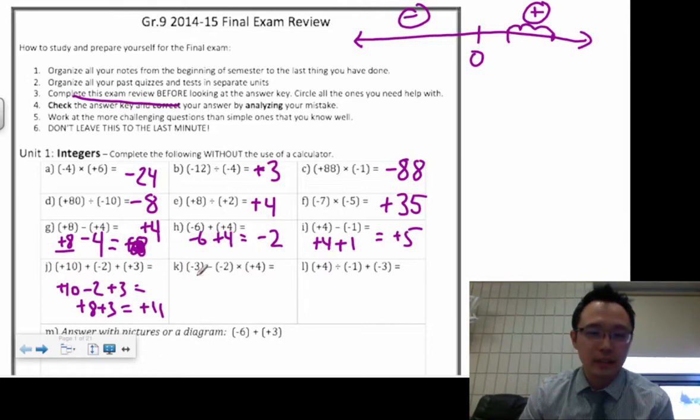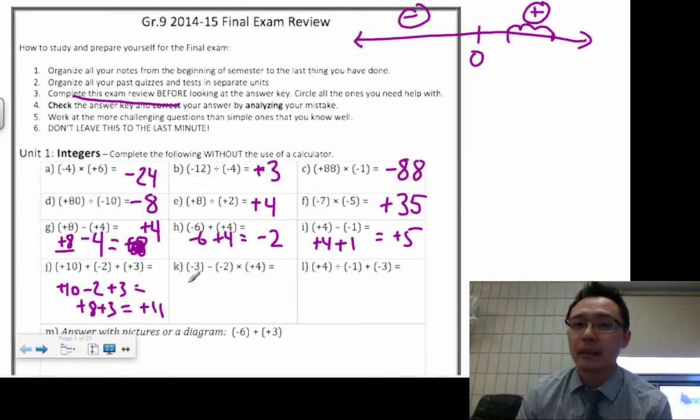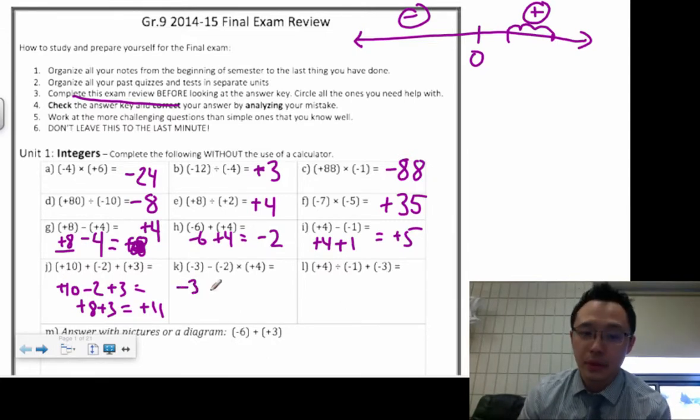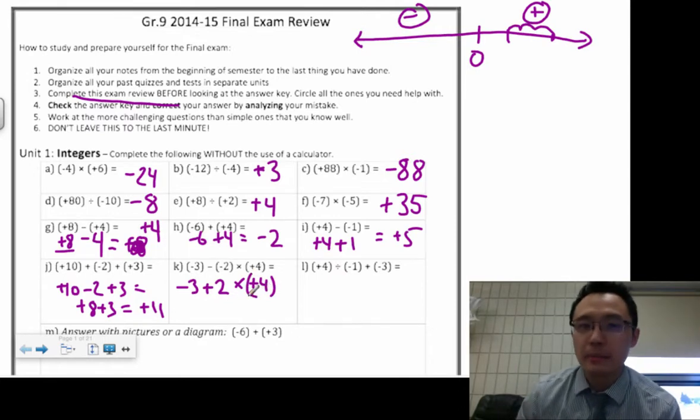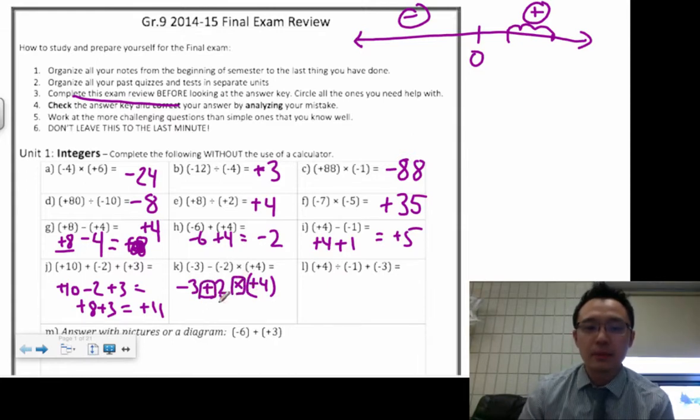K has a bunch of things. So I'm going to simplify K by combining anytime I have two signs. So -3, it's by itself. So I'm going to say it's -3. Negative and a negative gives me a +2. And then I have a multiply plus 4 brackets. Okay, so far so good. This is going to require some BEDMAS because I have an addition and a multiplication, right? So I need to multiply first. I need to do 2 times 4 first, which is +8, because positive and a positive makes a positive. And I still have this -3. -3 +8 gives me a +5. So far so good.